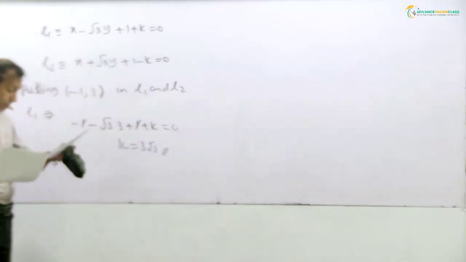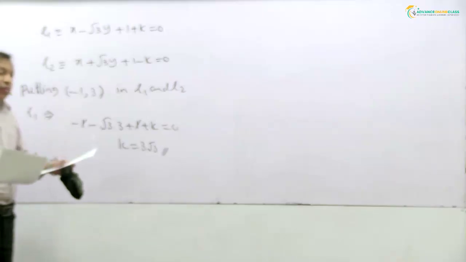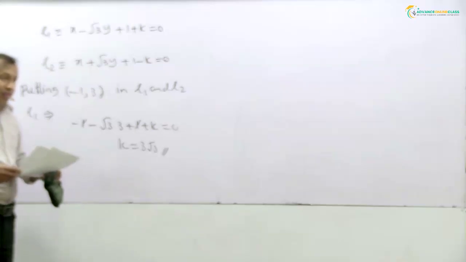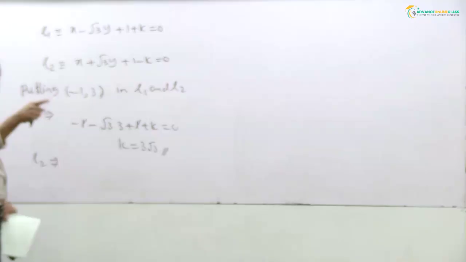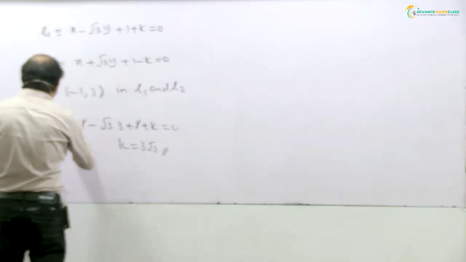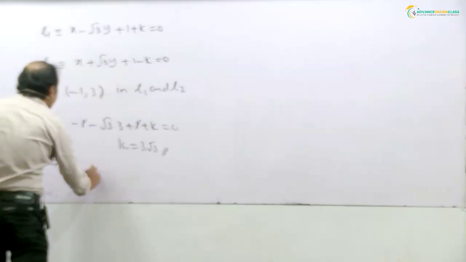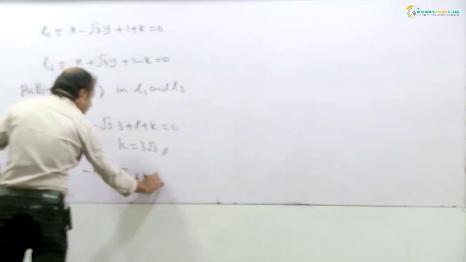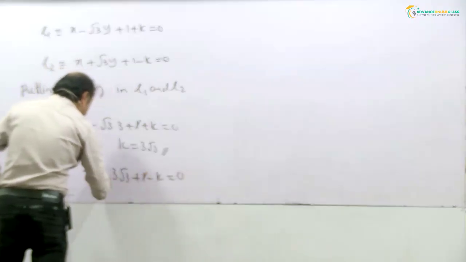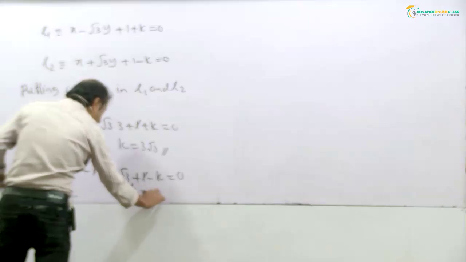Given that both lines pass through -1, 3, what does that mean? Both should satisfy -1, 3. Then when you put -1, 3, we must get the same answer for k, 3 root 3. Therefore, in both you have to substitute, otherwise it is incomplete. In L2, what do you get? -1, 3 root 3, 1 minus k. K equals 3 root 3.